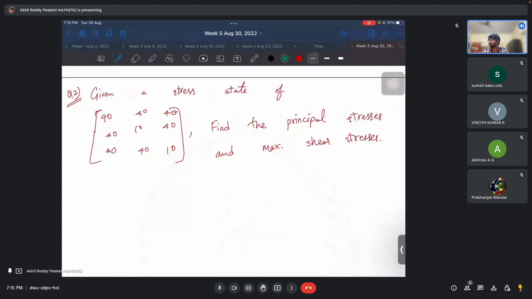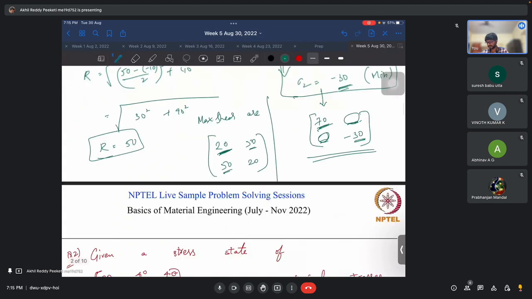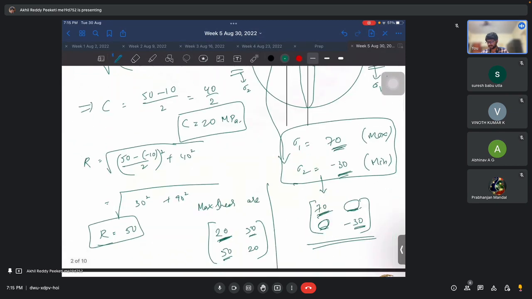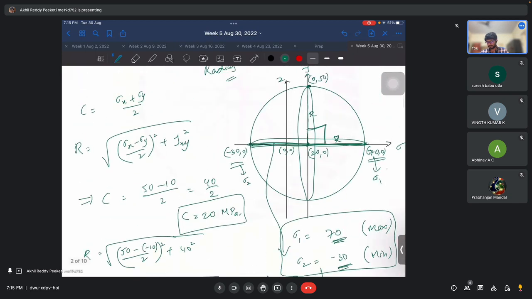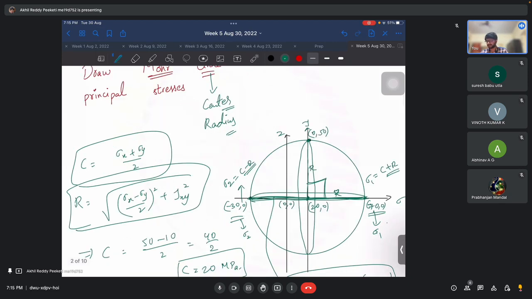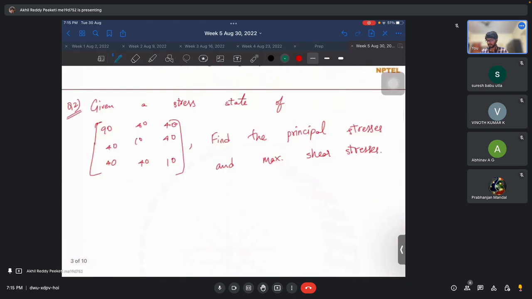So can anyone tell me how to do it when it is three-dimensional? For two-dimensional, we have seen there is a direct formula to get the maximum values. So here, with center and radius, you do the Mohr circle, right? So how did we get the principal components? This would be center plus radius, and this would be center minus radius. So this way, if you know the stress in 2D, you can easily estimate the principal components. But in 3D, how do you do that?